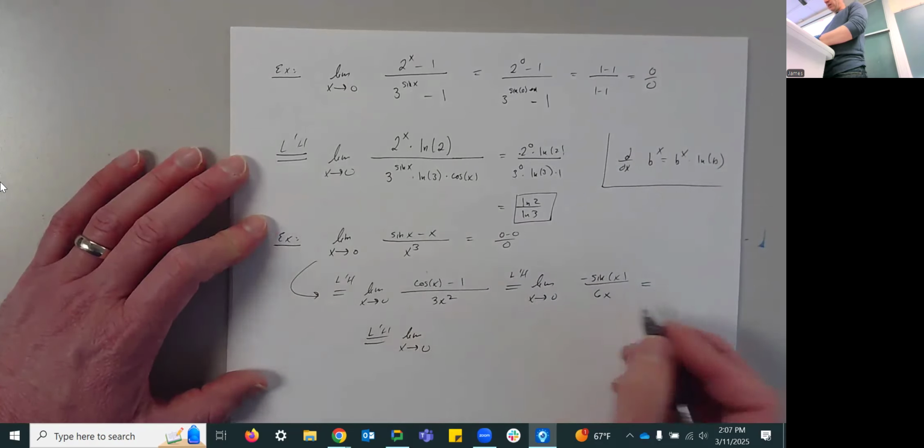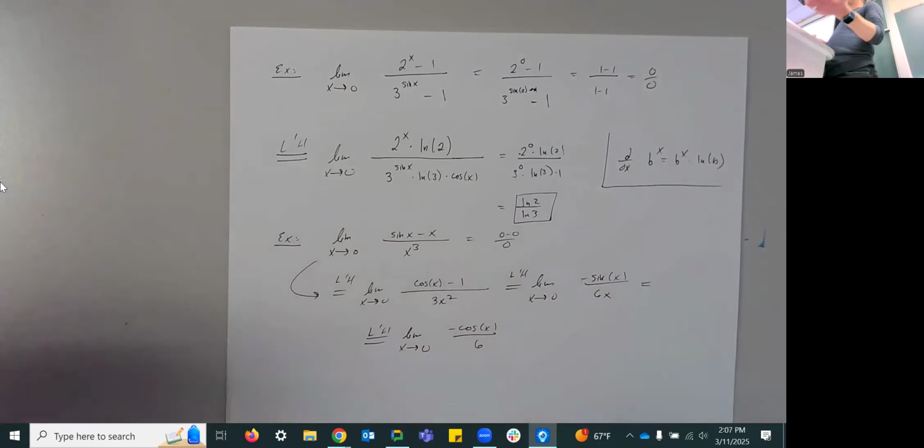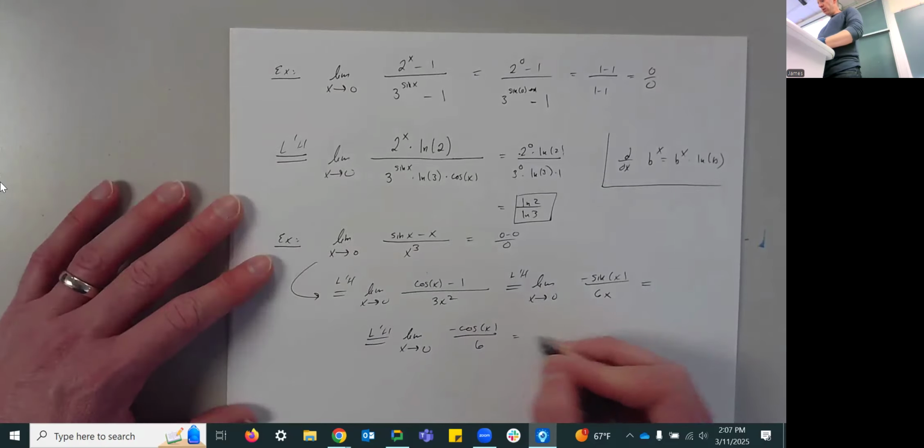So the derivative of sine of x, or sorry, derivative of negative sine of x is negative cosine of x. Derivative of 6x is 6. We know for sure we're not going to get 0 over 0 this time. Plug in 0, you get negative cosine of 0 divided by 6.